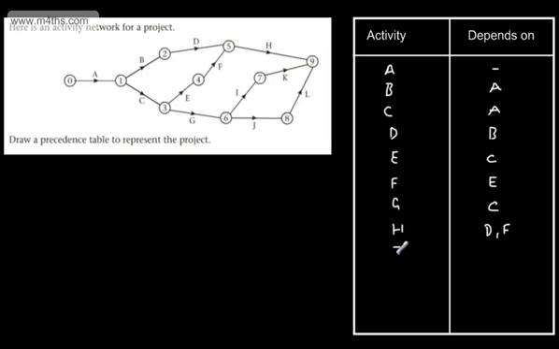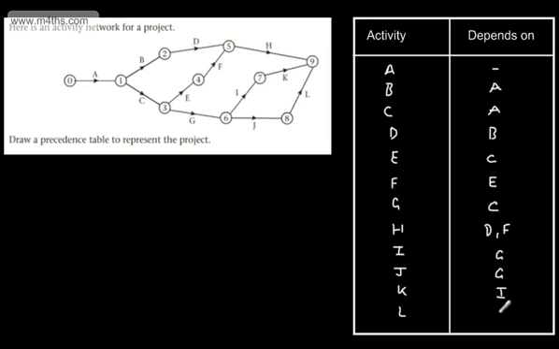Okay, let's look at I. What does I require? I, quite clearly, requires G and G only. J is next. What does J require? J needs G as well. Okay, K, what does K need? K just simply needs I. And then we've got L left.